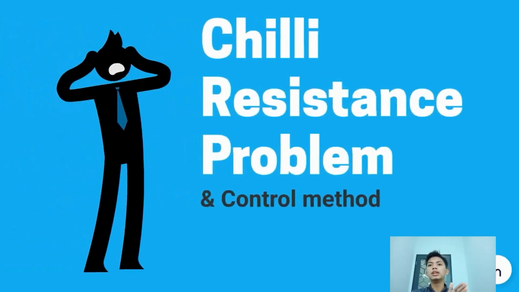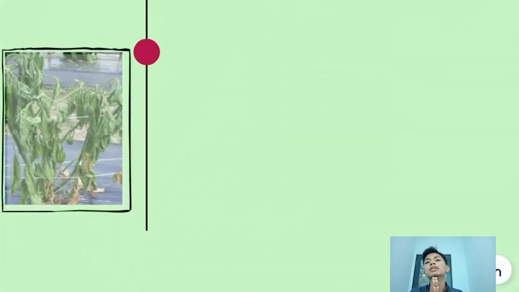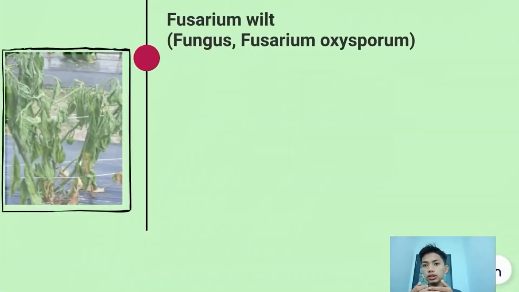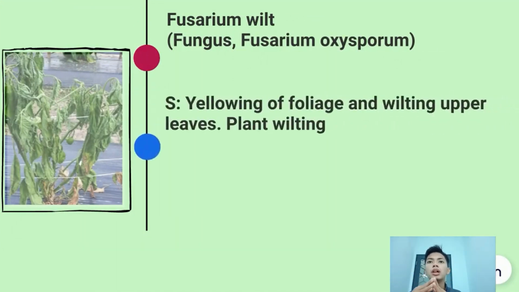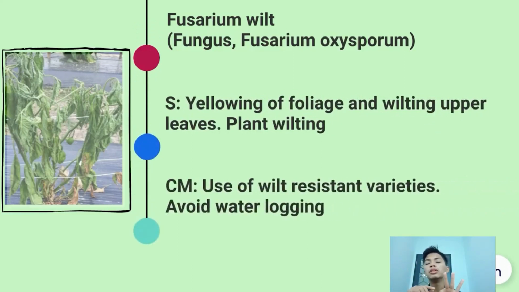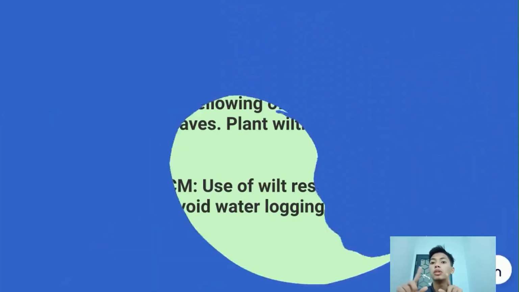Okay, next are the chili resistance problems and control methods. First is fusarium wilt, caused by a fungus known as Fusarium oxysporum. Its symptoms are yellowing of the foliage and wilting of the upper leaves, and also the whole plant wilts. A control method is to use wilt resistant varieties and avoid waterlogging.